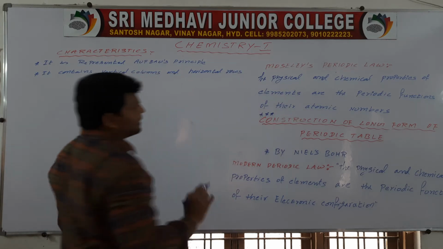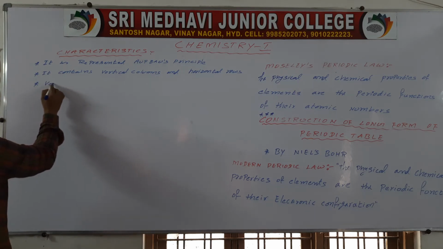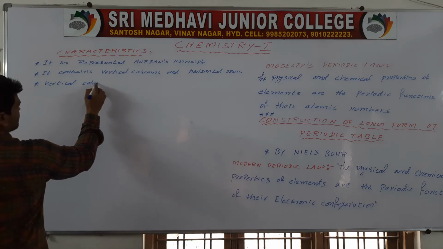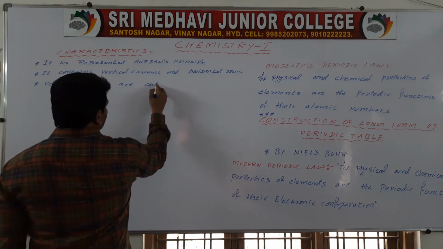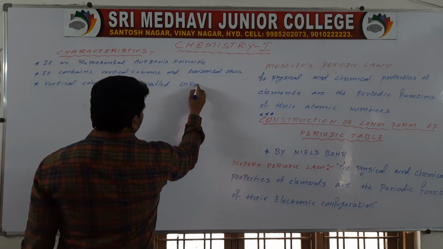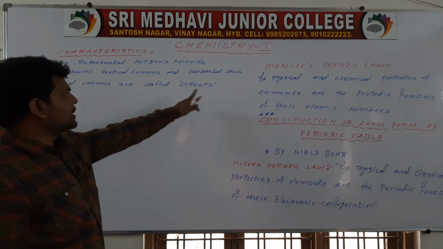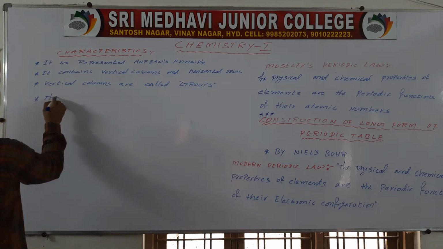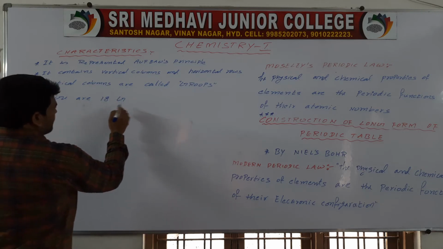Vertical columns and horizontal rows. Vertical columns are called groups. In the long form of the periodic table, there are 18 groups present.